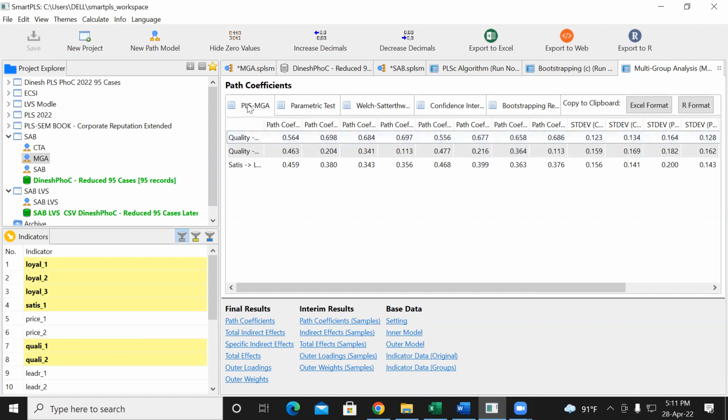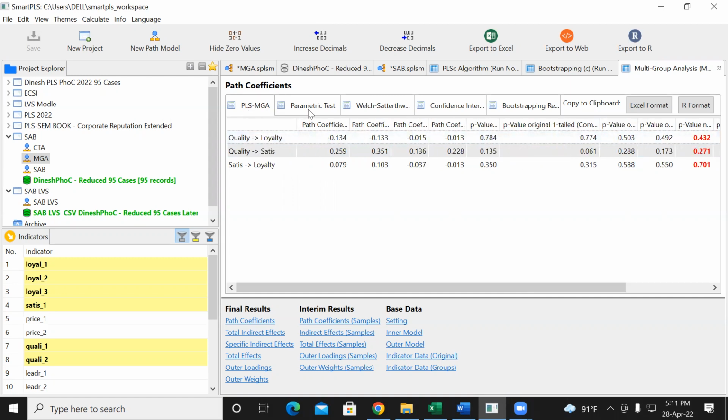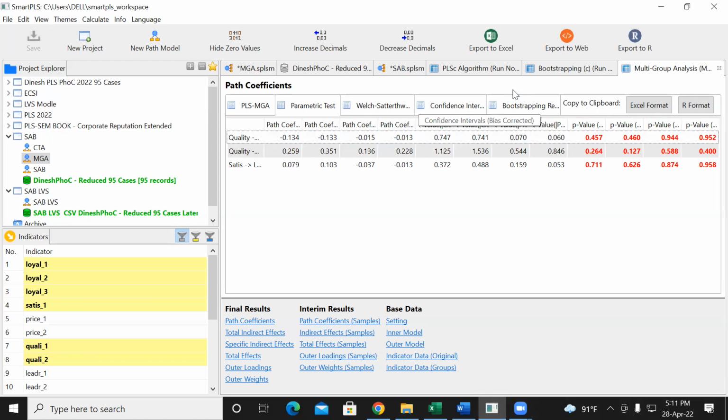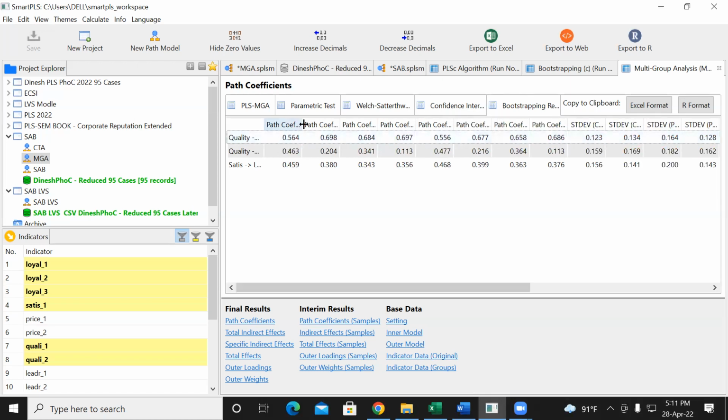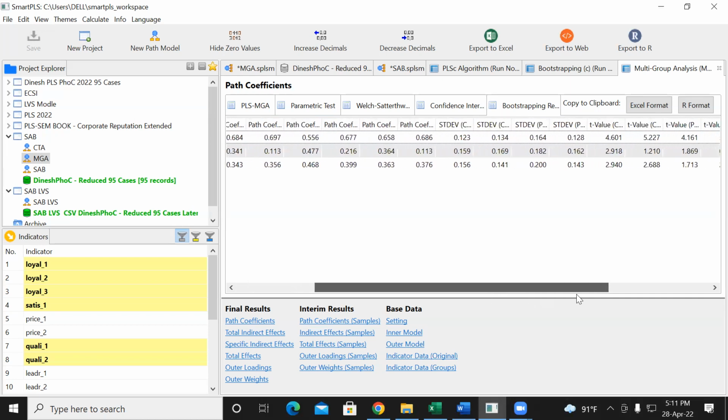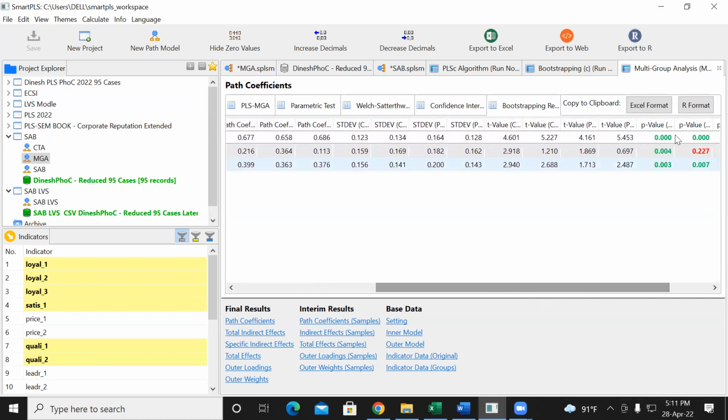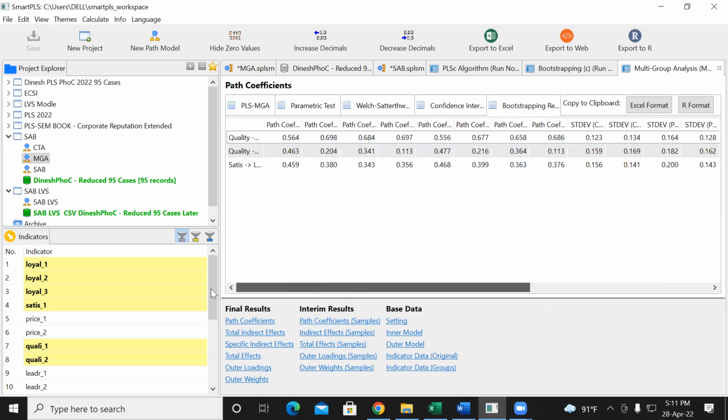Now in the PLS MGA and parametric, you see the difference. Remember, in the bootstrapping, you see each group's path value. This difference is minus 134, right? This is given for each path value, and the significance p value is there, right? You can see p values here also. Just be familiar with these things. Are you clear? I think you can understand this one. Path differences and significance you can see here in this report.